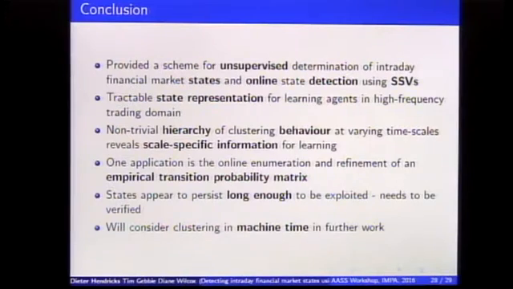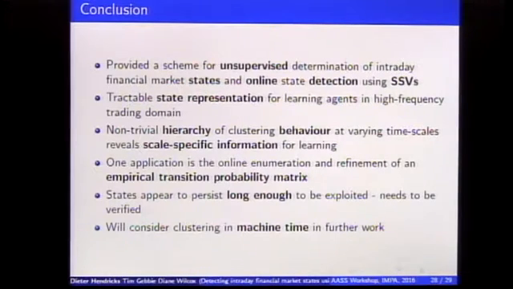So this is essentially a scheme for unsupervised determination of intraday financial market states, and then using those to extract signatures of market activity, which we can measure online, so that we can detect which state we're in online. The important thing here is that the state representation is scale specific.